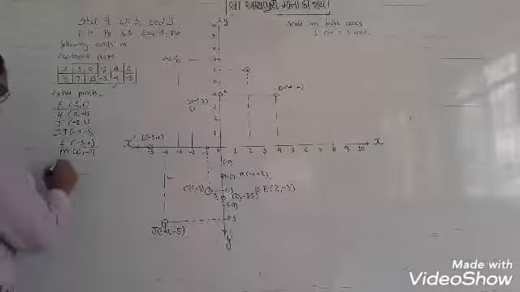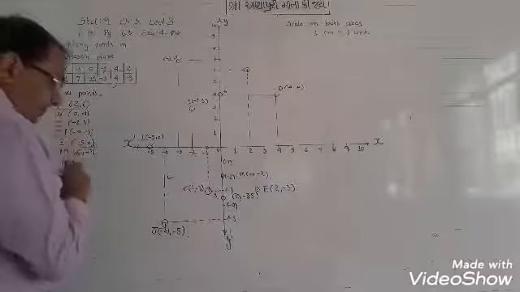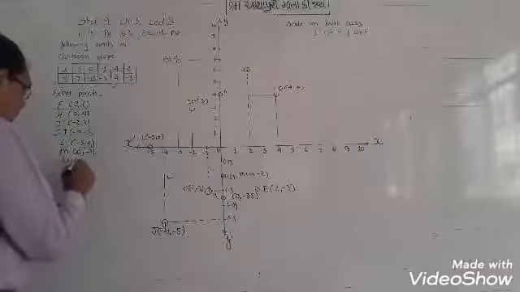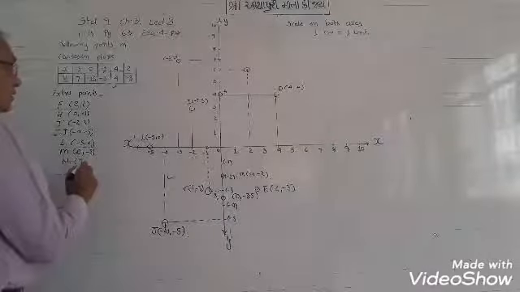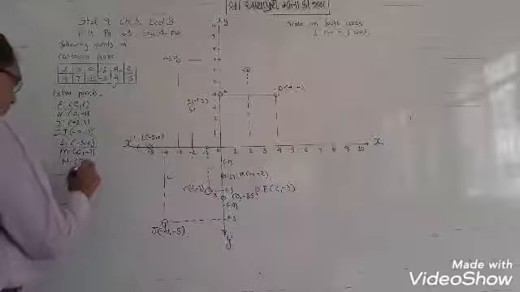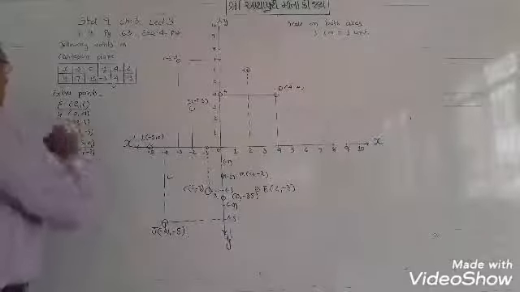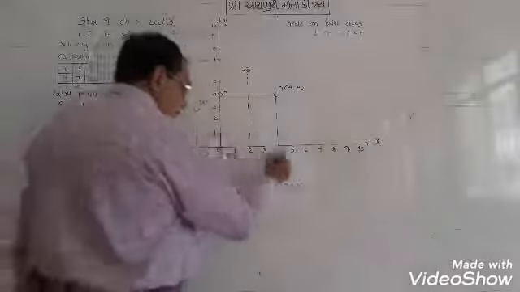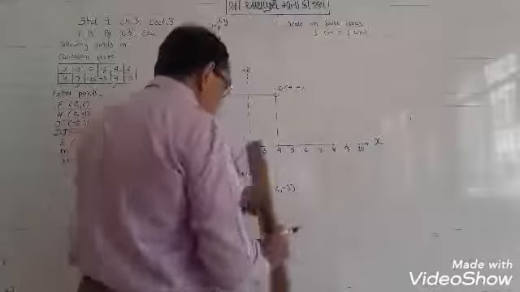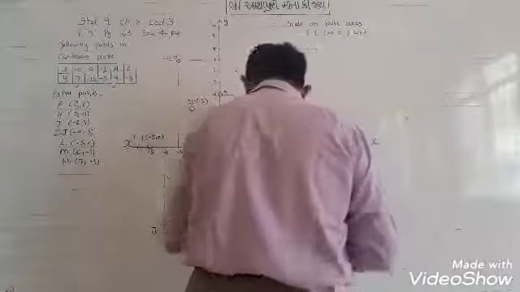Then last point, last but not least, 7 and 5. 7 and -3. This is the inverse of this one. 7 and -3. Where is 7 here? Where is -3 here? 7 and -3. You will get it.